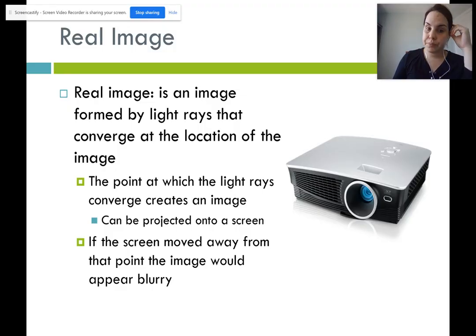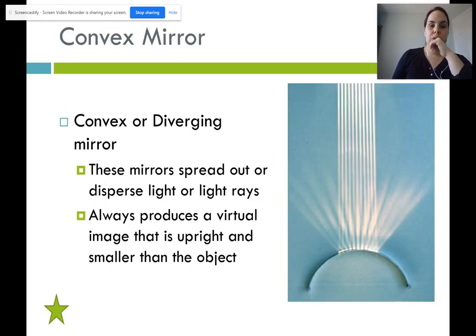A lot of really expensive or nicer projectors have mirrors in them, and they're actually producing real images, not virtual images. The point at which the light rays converge actually creates an image, so it can be projected onto a screen. And if the screen was moved away from that point, the image is going to be more blurry. So real images are made of light that actually is hitting that location. Oftentimes that is where we're going to see something being projected onto a screen.